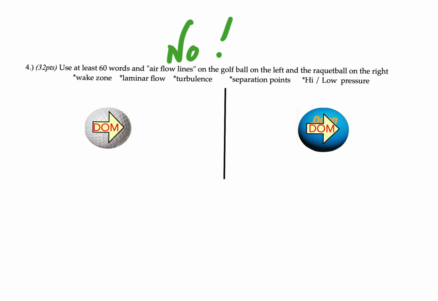But the wake zone's low pressure, and laminar flow hitting the front of it is high pressure. The smaller the wake zone, the less the difference in low and high pressure, therefore the less drag. So if you can move that separation point back. Now, the wake zone is where all the turbulence occurs. Some of you thought the turbulence was in the laminar flow, but laminar is the opposite of turbulence. So turbulence is in the wake zone.